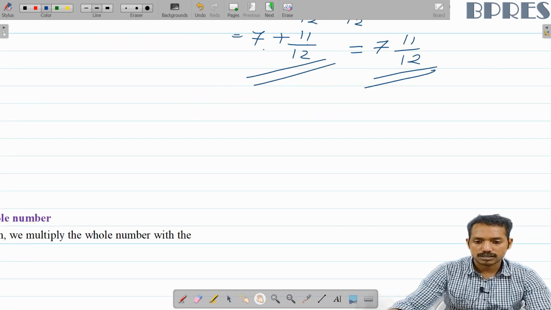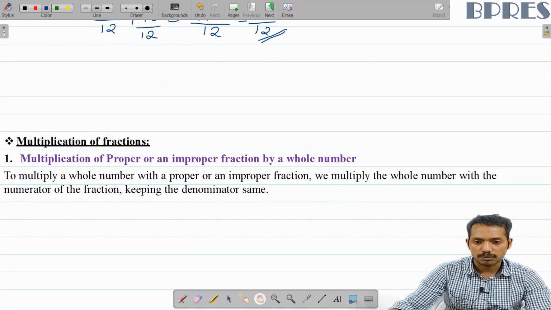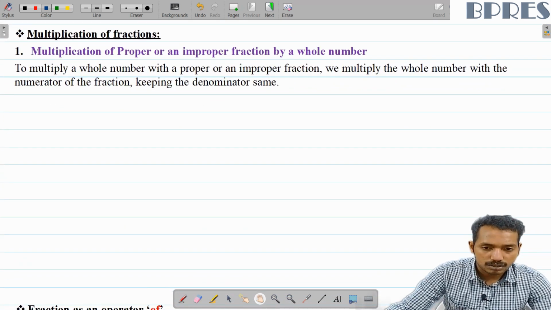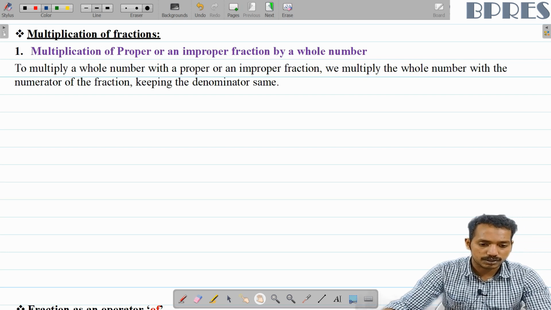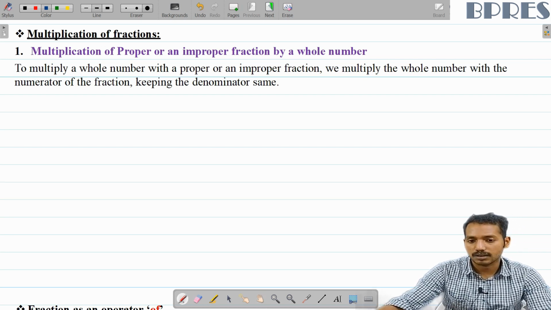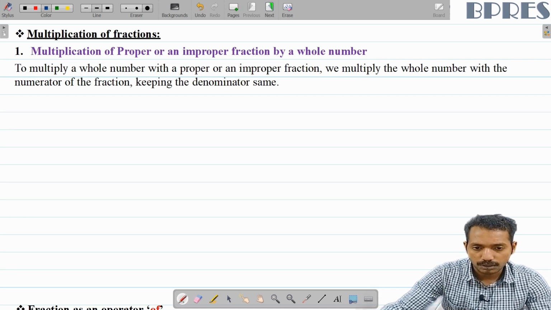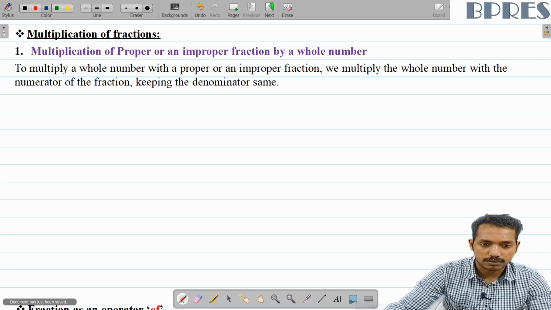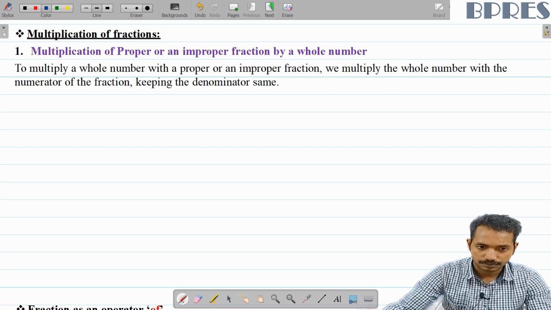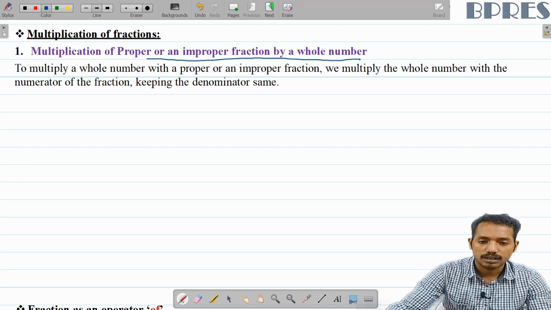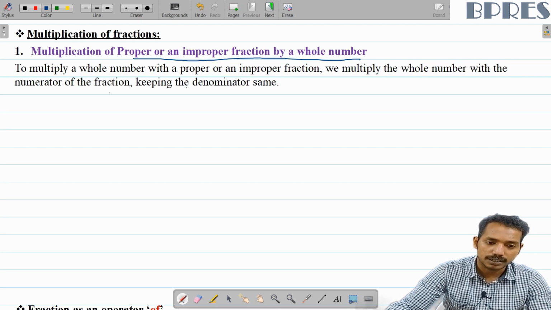Now we are going to discuss the next topic, that is multiplication of fractions. Multiplication of fractions is a very important topic we are going to discuss because it is a new topic as a part of our class 7 syllabus. So here what is given? The multiplication of a proper or improper fraction by a whole number. Clear? So in this case, to multiply a whole number with a proper or improper fraction, we multiply the whole number with the numerator of the fraction, keeping the denominator the same.